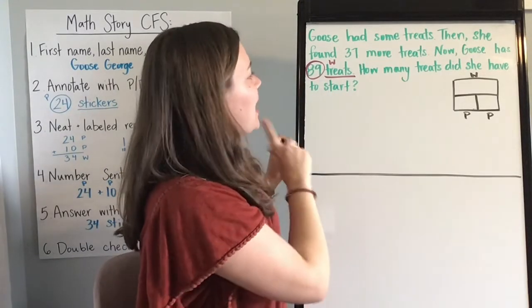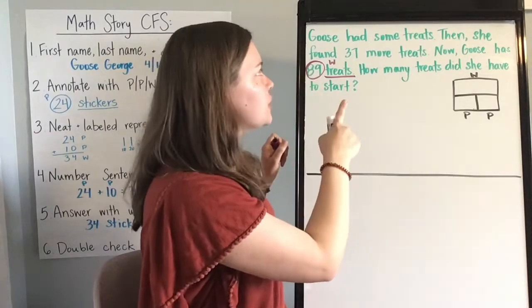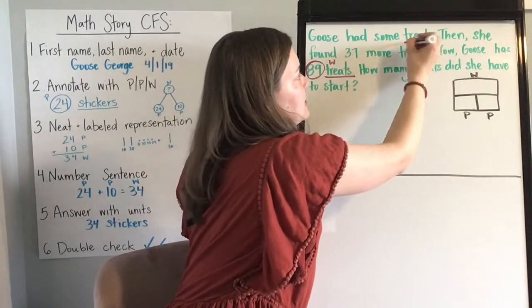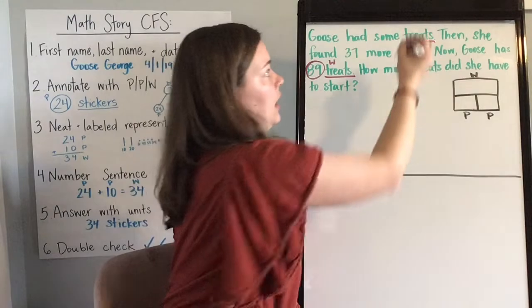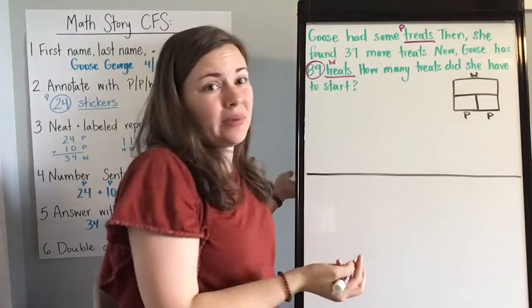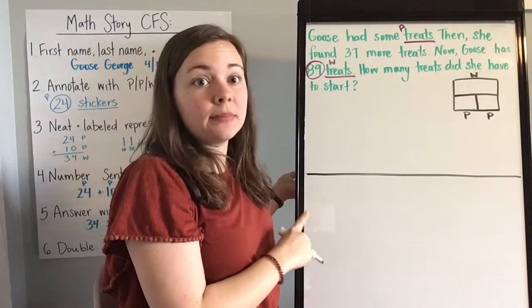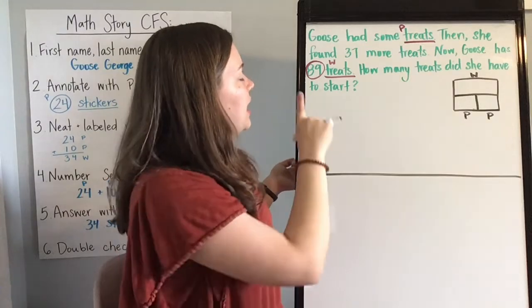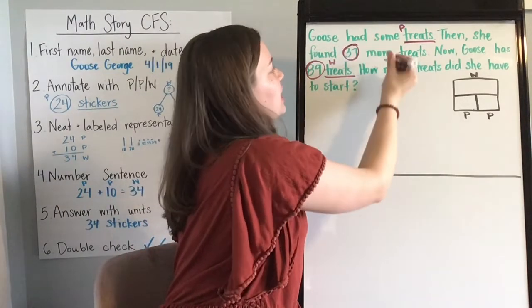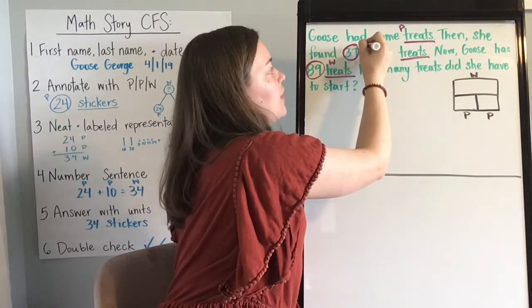Okay, let's back up and think about our parts. Well, the first part, Goose had some treats. That's our unit that we're looking for, but again, we don't know how many she had at the beginning. That's what the problem says we're trying to find. And it told us that she got 37 more treats. So this was our other part.